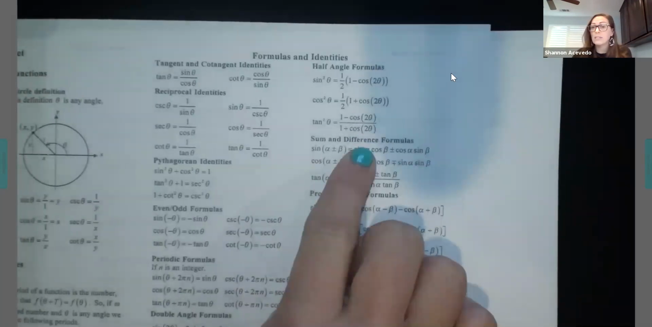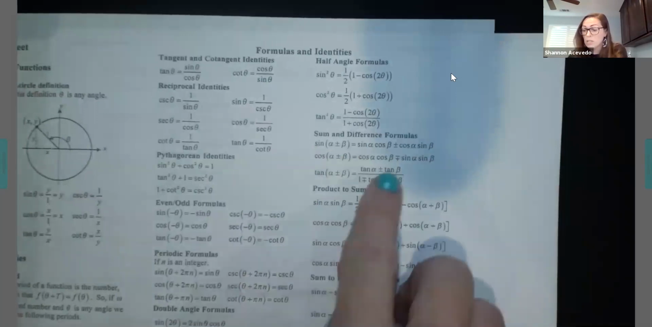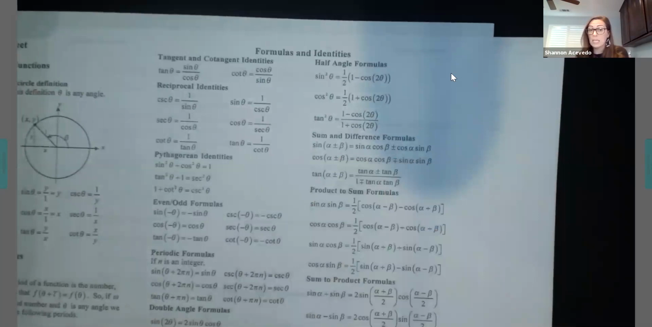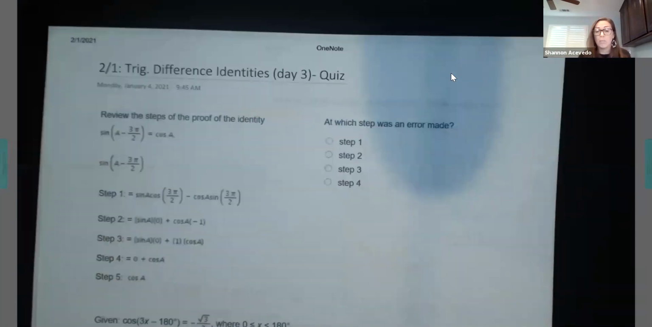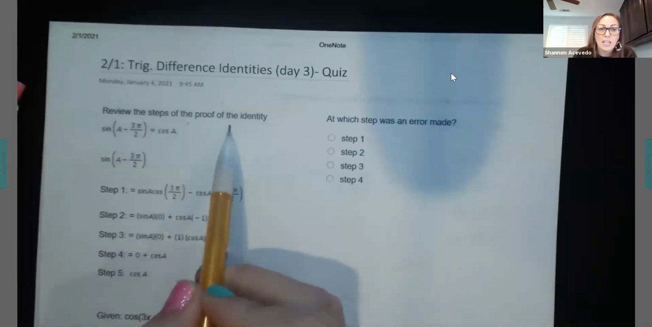We're only working on the differences, but all the ideas are exactly the same for our next section, which is the sum. The only thing that's different is the signs in between, but look, the formulas are all the same minus the way the signs are. So this idea that I'm going to teach you today is going to apply to our next topic as well, our next section. So let's go ahead and get going. Have some colors. So my first one says, review the steps of the proof of the identity.